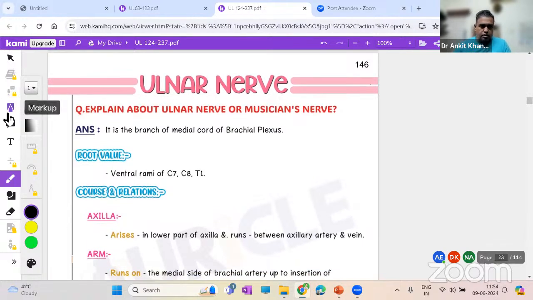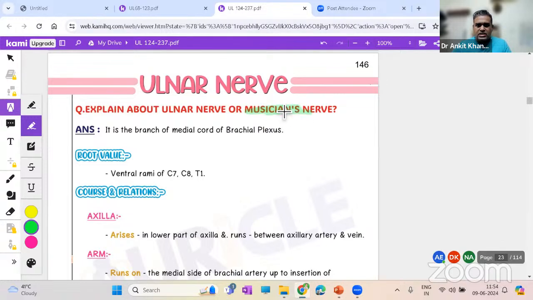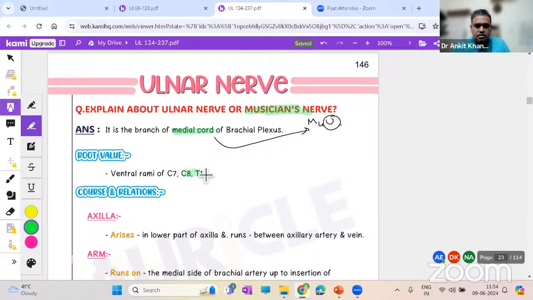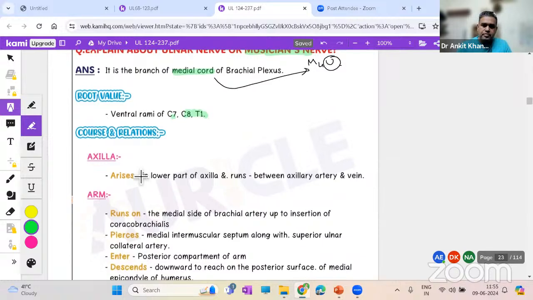Ulnar nerve, as we discussed earlier, is also known as the musician's nerve. Remember, it comes from the medial cord. We did a mnemonic, M4U, and this U was the ulnar nerve. This M4U mnemonic was for the branches of the medial cord of the brachial plexus. The root value of this will be C8, T1, and some fibers are coming from C7.